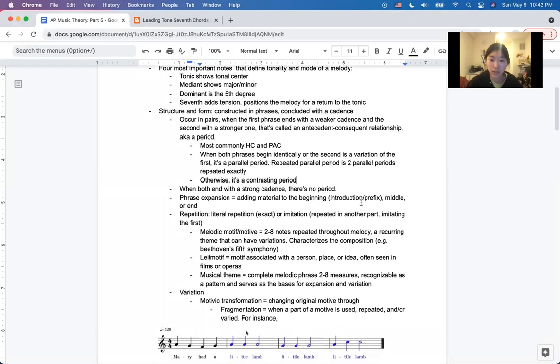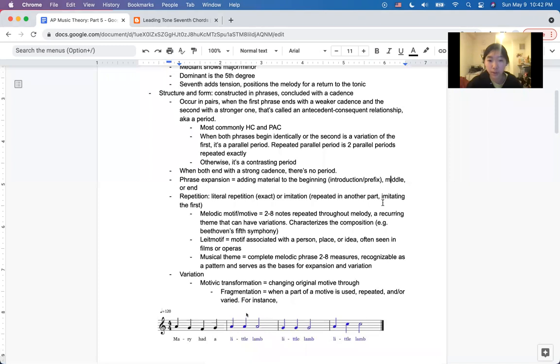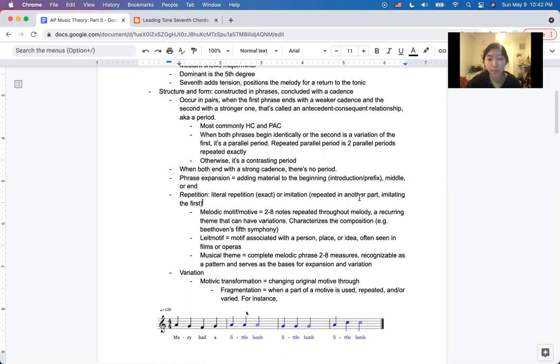Phrase expansion is when you add material to the beginning via an introduction or a prefix, or a middle or the end. And repetition, there are many ways to repeat. You firstly have literal repetition, which is when you just repeat the same exact phrase over. You also have imitation, which is when it can be repeated in another part, imitating the first.